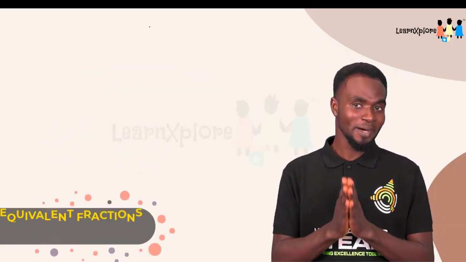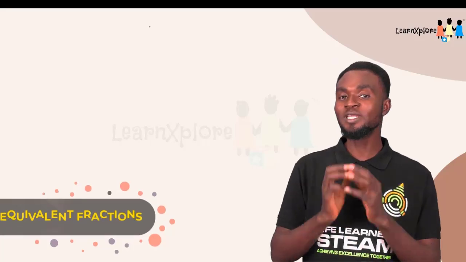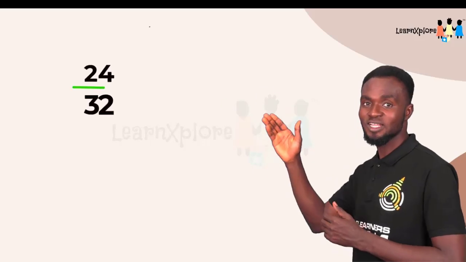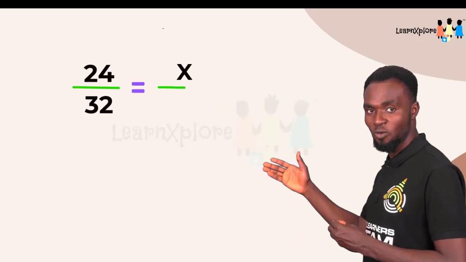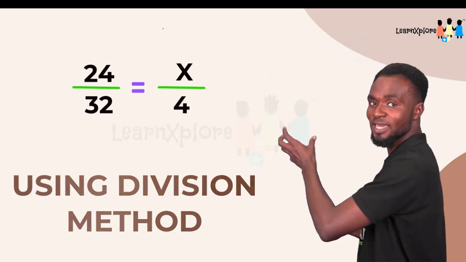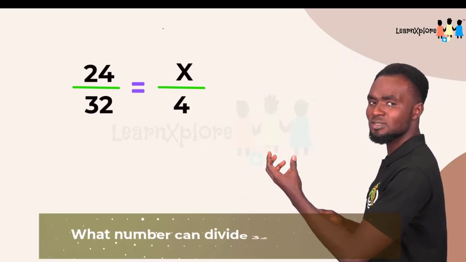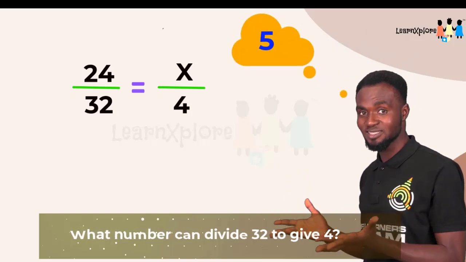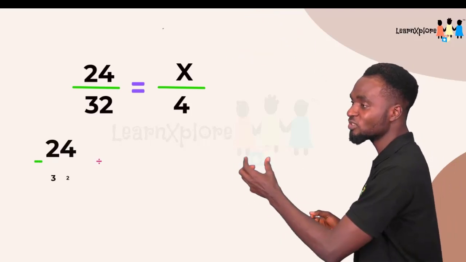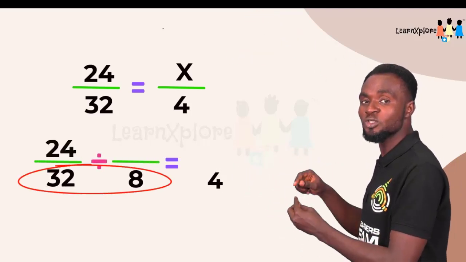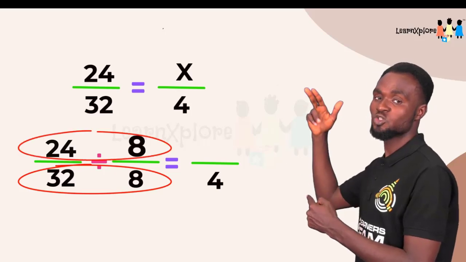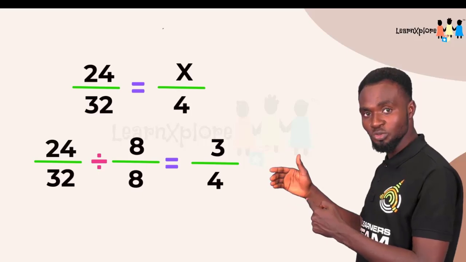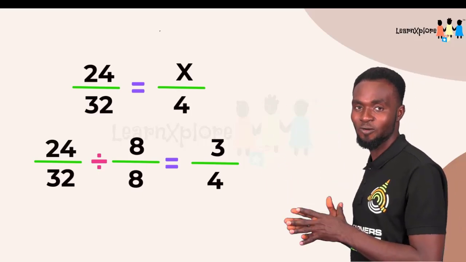Now, in this other part of this exercise, we're going to learn how to divide in order to find our answer. For example, if you have 24 over 32 is equal to x over 4. What number was 32 divided by to give us 4? Is it 5? 5 cannot divide 32. 8. 32 divided by 8 will give us 4. So you are going to use the same number to divide the numerator. That's 24 divided by 8. That will give us 3. So the new fraction now is 3 over 4.